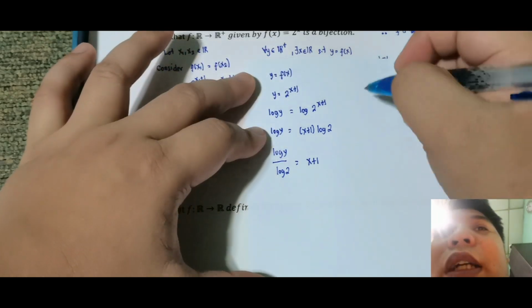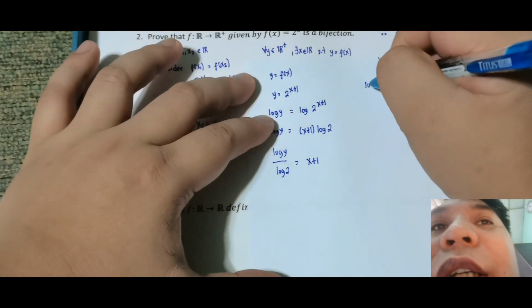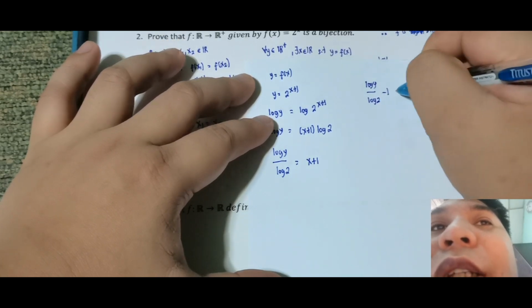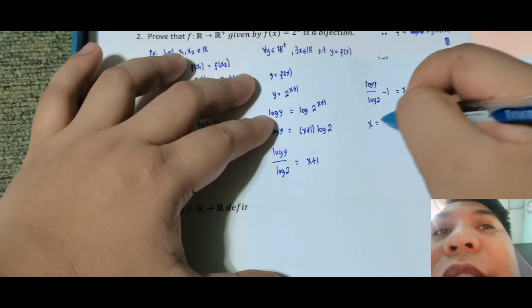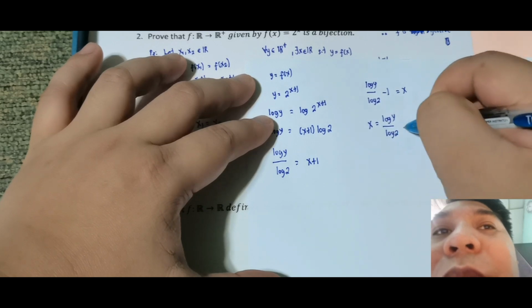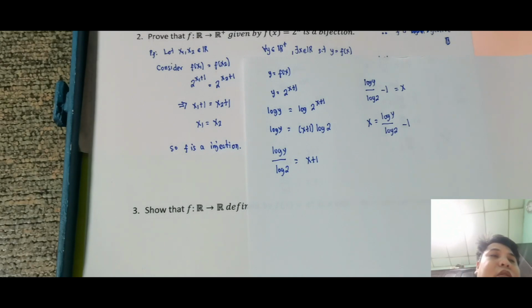Which is equal sa logarithm of y over logarithm of 2 minus 1 is equal to x. Then, as I arrange na natin, x is equal to logarithm of y over logarithm of 2 minus 1. Ayan, i-check natin kung element siya. Okay, so using calculus. So, saan galing si y?